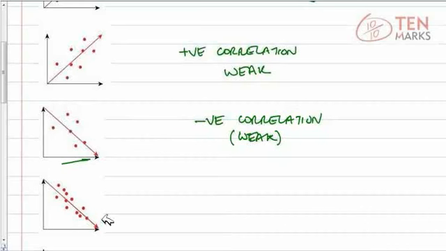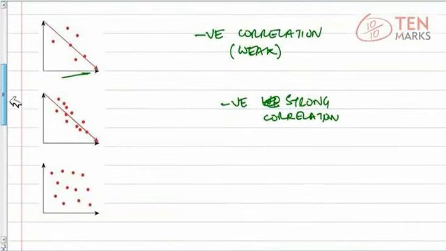Here we can see again it's a negative correlation, but it's a strong negative correlation, because as x increases, y decreases, and the values are very close to one another. So this is a strong negative correlation.